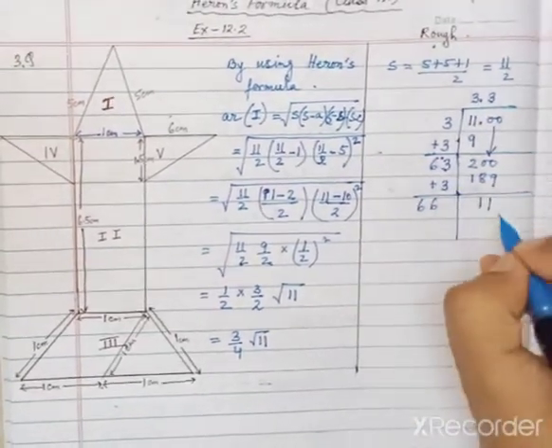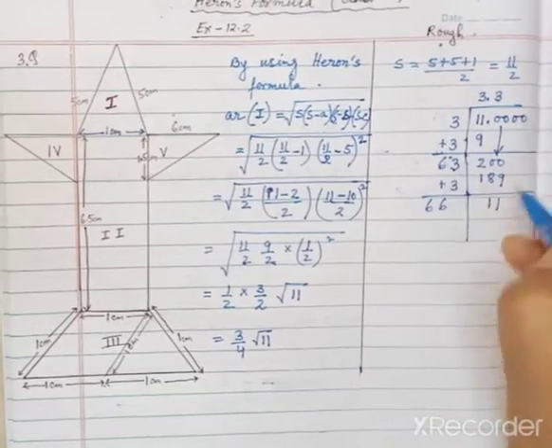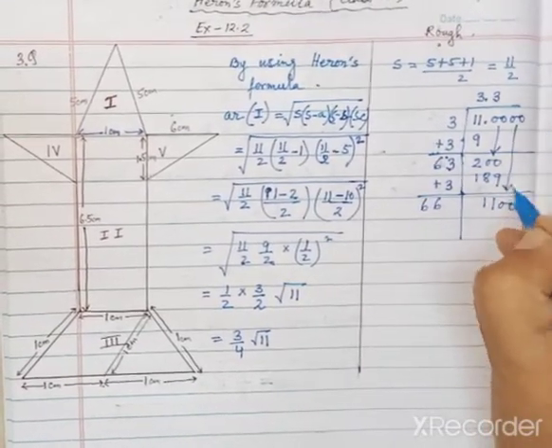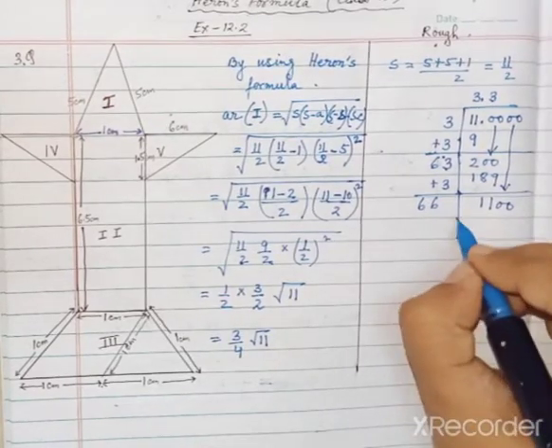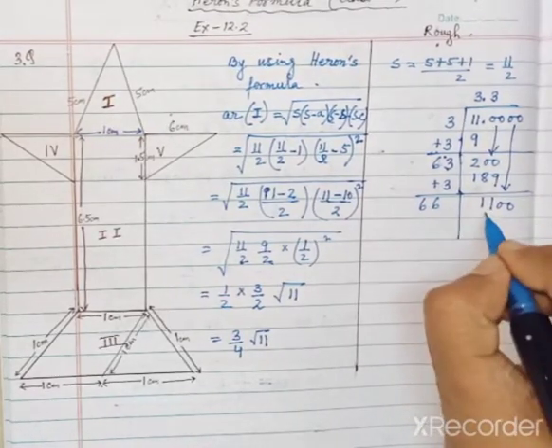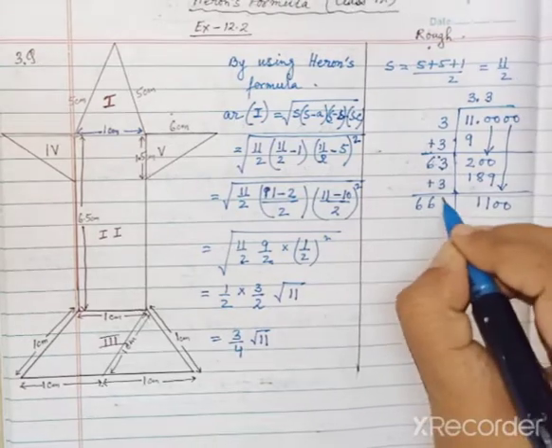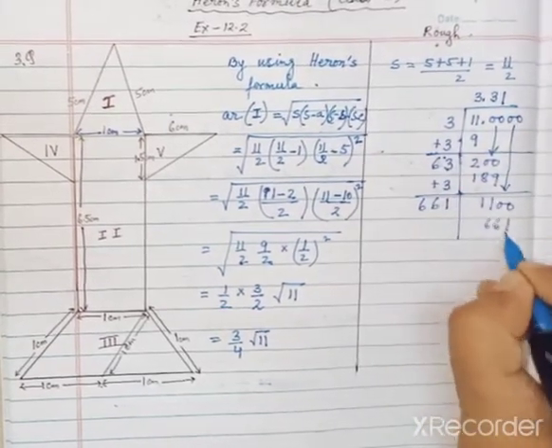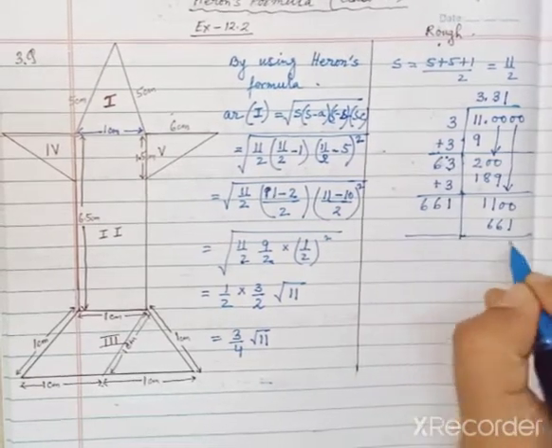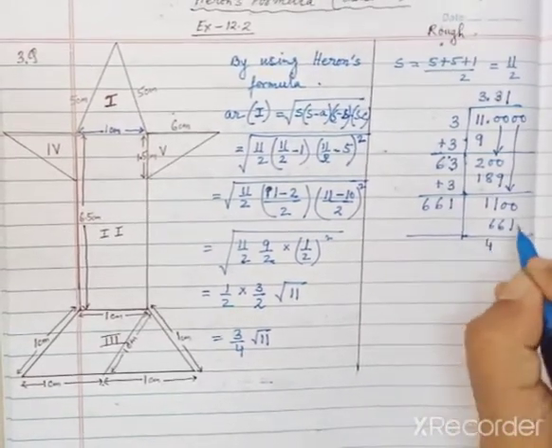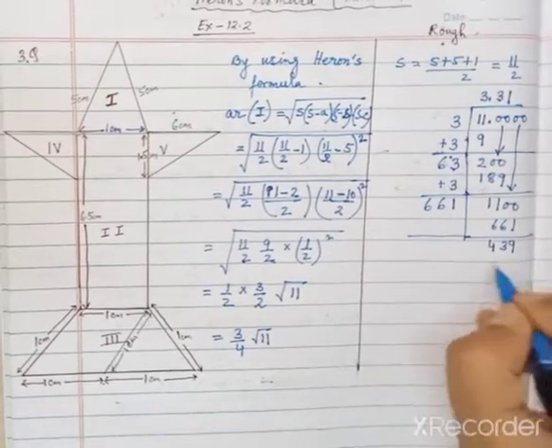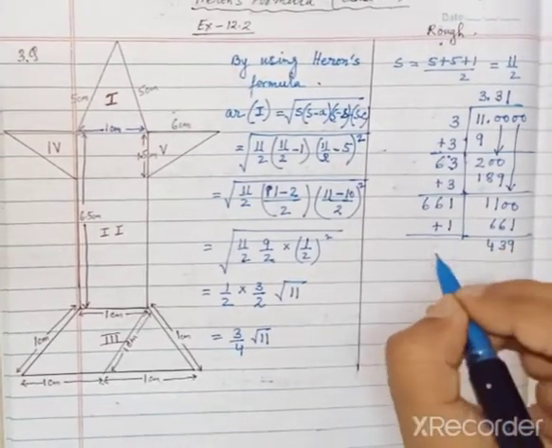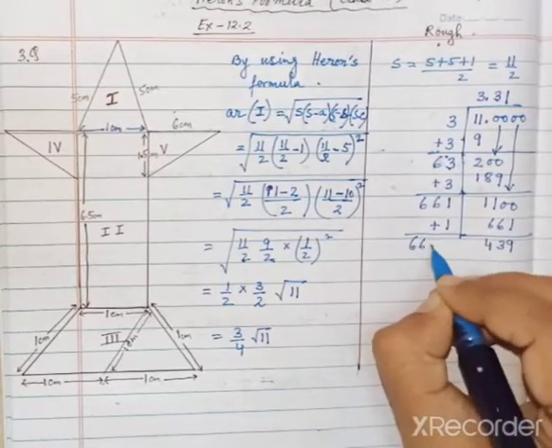Now again we need more zeros, so we will put 00 here. Now we have to select a number. If we take 2, then it will be more than 1100, so we will take 1. So 1 into 661 is 661. Just subtract that, and after subtracting we will get 439, and then again the unit digit will add, and we will get 662.